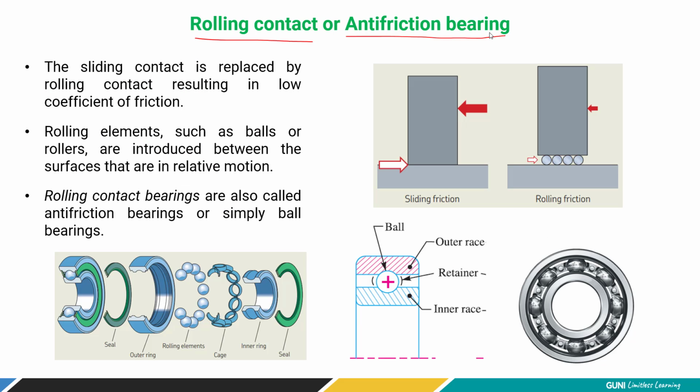So today we are going to cover the second type of bearing, or as you can say, rolling contact bearing or anti-friction bearing. Now, what's the difference? So we have two types of bearings. One is based on contact: sliding contact bearing, and the second is rolling contact bearing. Now, in case of sliding contact bearing, one surface slides over another surface, right?